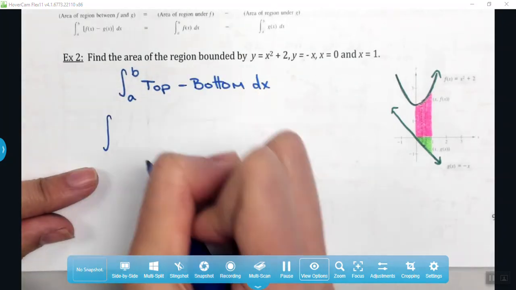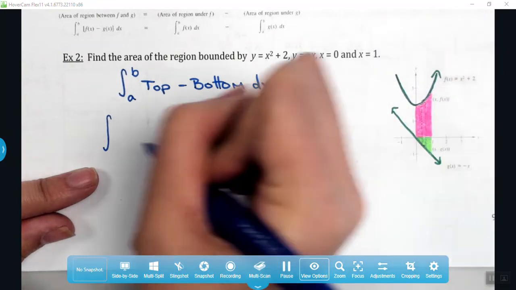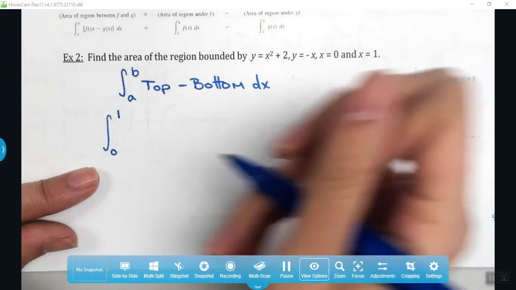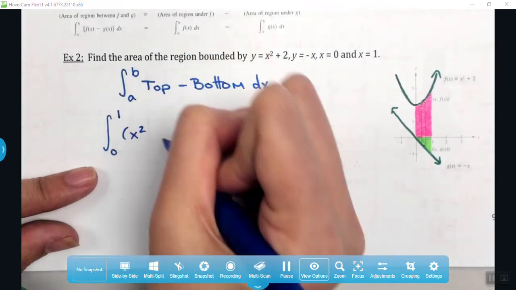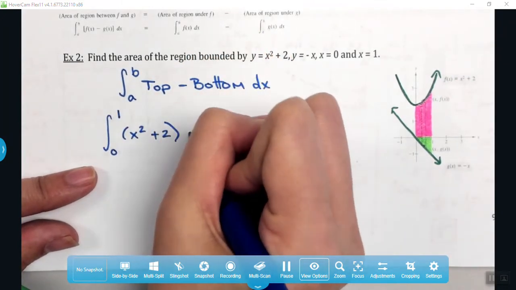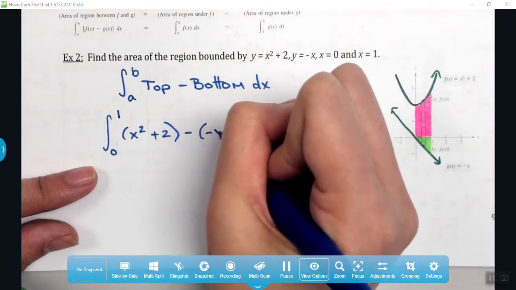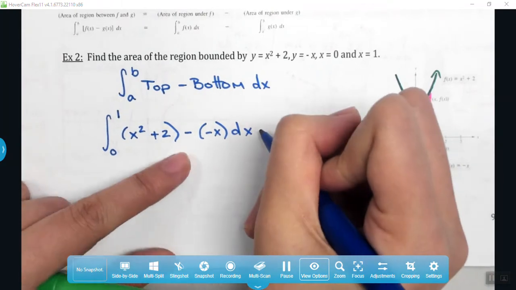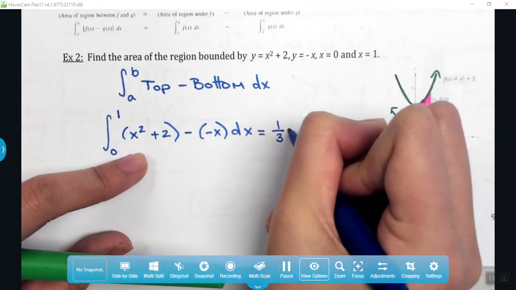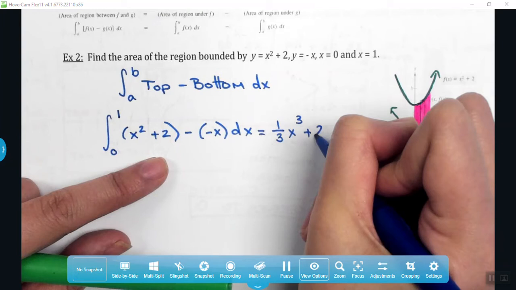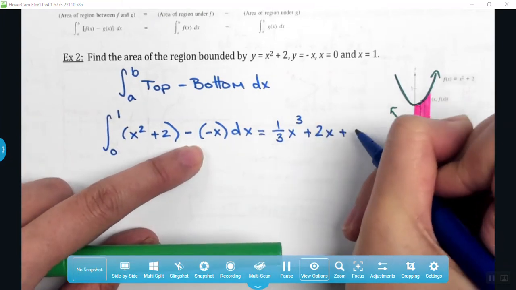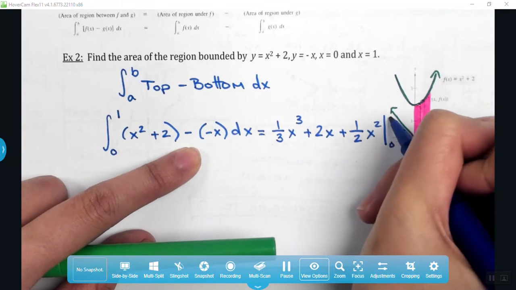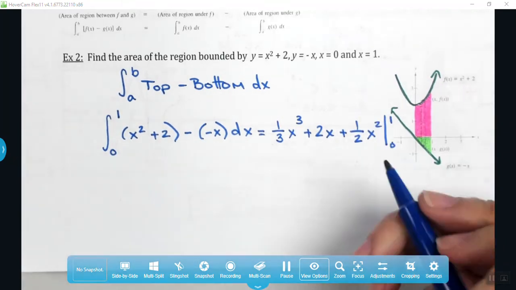So, integral from 0 to 1, these are my x values. My top curve is x squared. My bottom curve is negative x. And then we just integrate. Plus 1/2 x squared from 0 to 1. And then we plug 1 in.